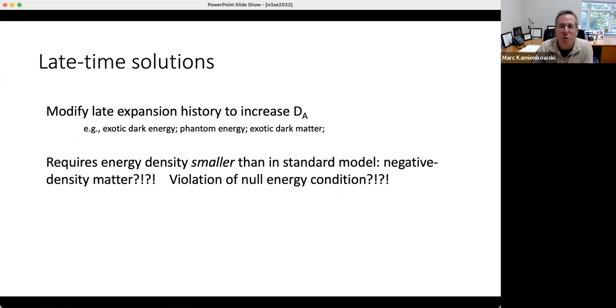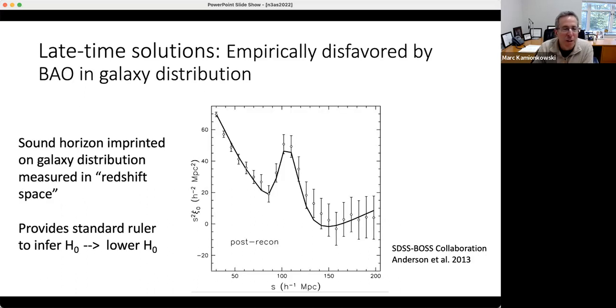Even if, however, you are willing to consider such a theoretically unappealing solution, the late time solutions don't work because of the imprint of the baryon acoustic oscillation in the galaxy distribution. So if I measure the 2-point correlation function of the galaxy distribution, there is actually a bump at about 100 h to the -1 megaparsecs that arises in the total matter density. And so we actually see the sound horizon in the galaxy 2-point correlation function.